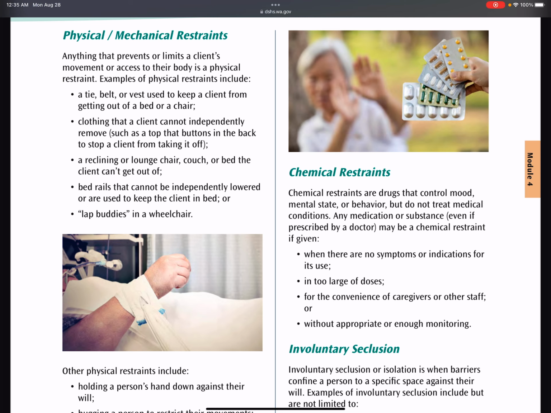There are a lot of alternatives that we can do other than restraints. Restraints are not the answer to difficult problems and behaviors. Instead, the care team should work to identify the underlying causes of the issue. Then, care strategies should address the individual needs of the client without the use of restraints.